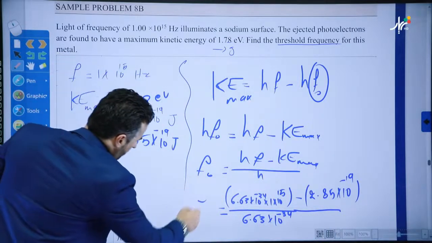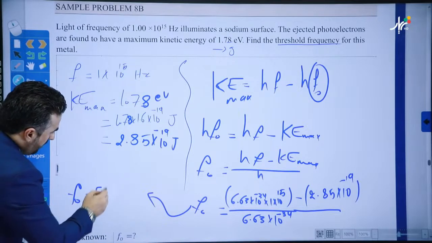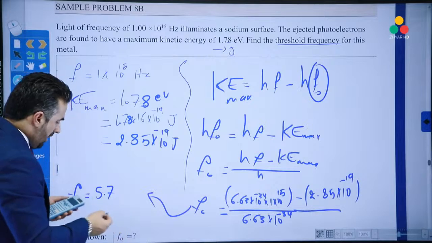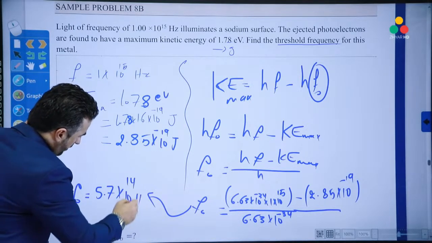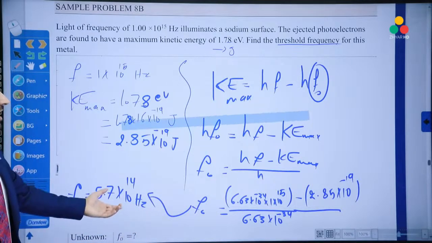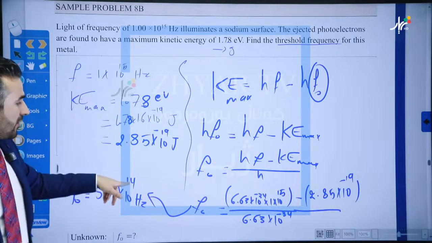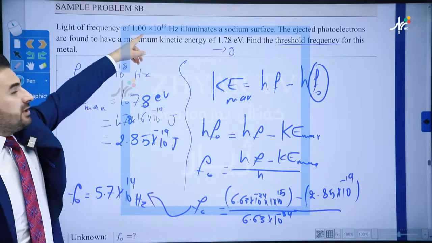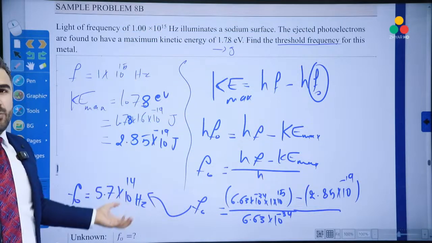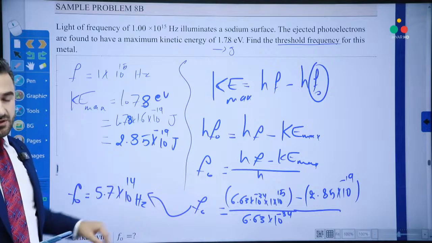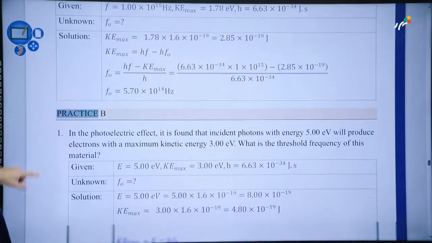So we can say the threshold frequency, if we write it here, we'll say threshold frequency is equal to 5.7 times 10 to the power 14, that is going to be hertz here. Okay, this is what we have basically. So if you take a look, for example, I have 5.7 times 10 to the power 14 here, while the incident frequency here is 1 times 10 to the power 15, which is bigger than this. Of course, it is able to extract electrons from the surface of the metal here. Okay, so of course you can say this is the answer there.